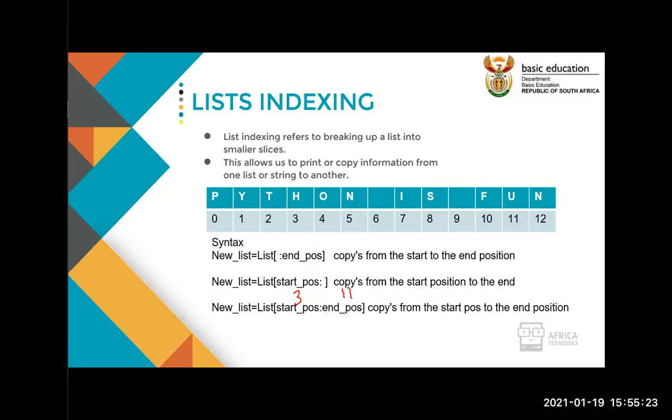And if I start at 3 and end at 11, remember, whenever we're dealing with lists or strings, the last position is never included. So it's going to start at 3 and go right up to 11, not including 11. So now it gives "hon is F". So that's the answer for 3 to 11. So these become our list indexing, and we'll be able to pull out information from a list or copy information from a list.